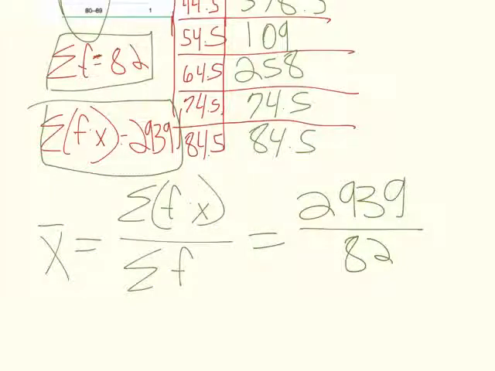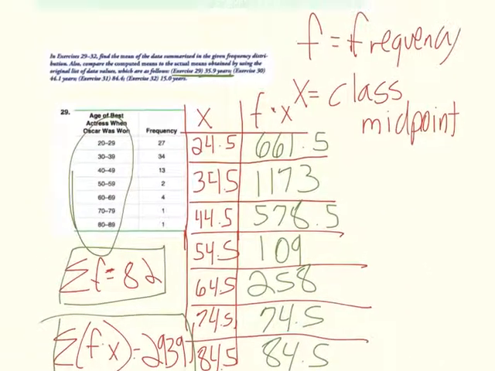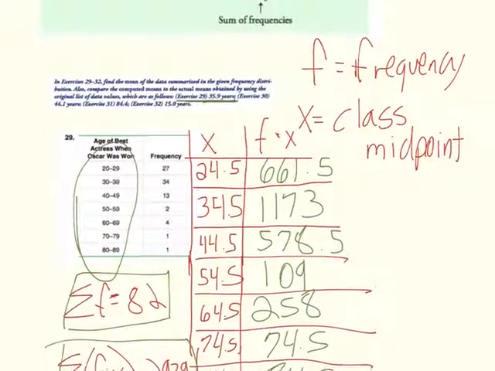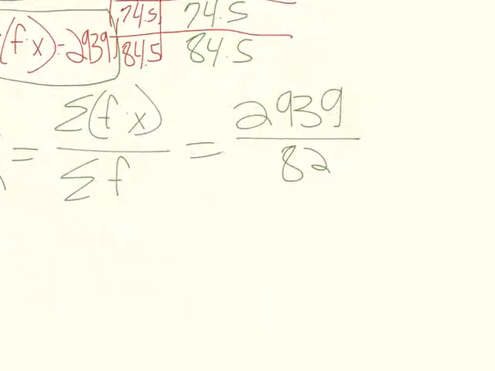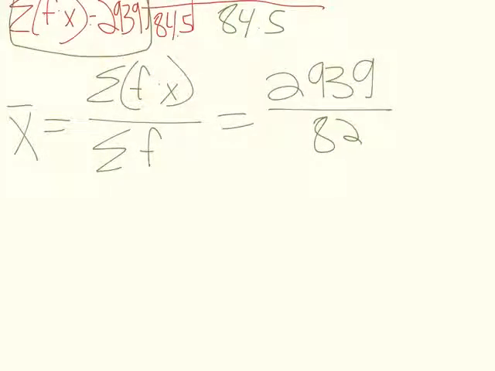So what we have to do is just follow what the class midpoints are rounded to, which is the nearest tenth. Okay, so let's take a break and do that calculation.